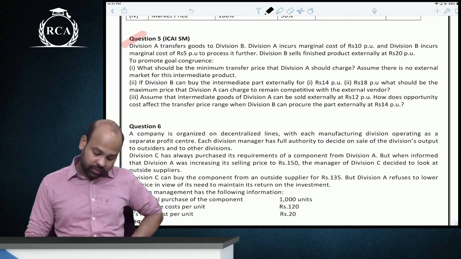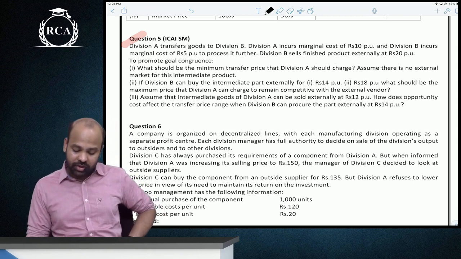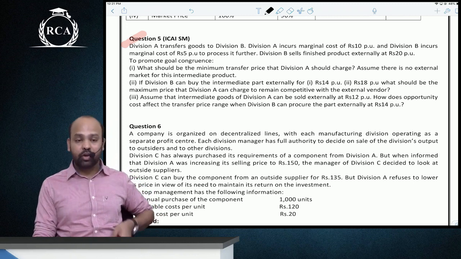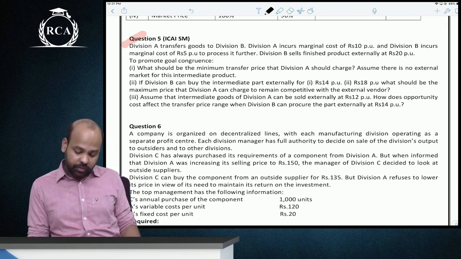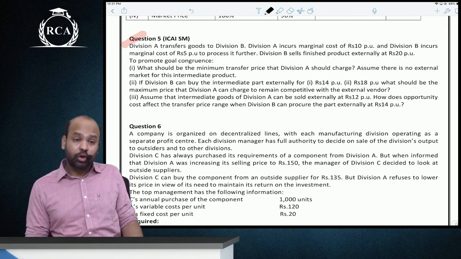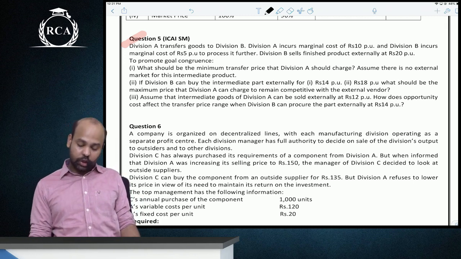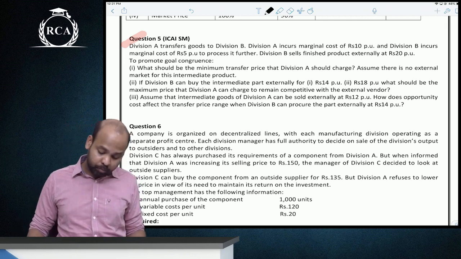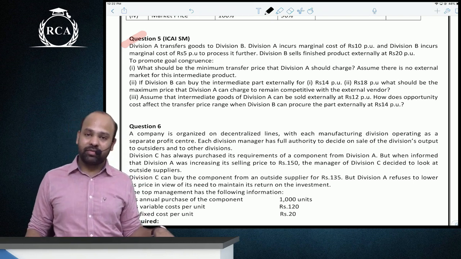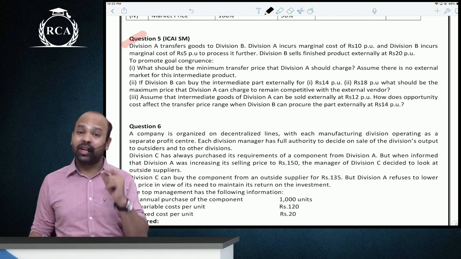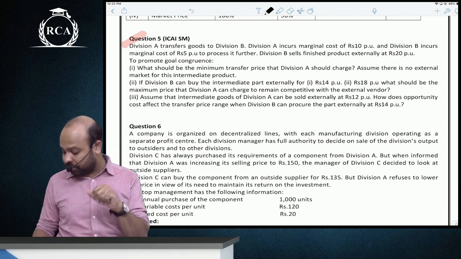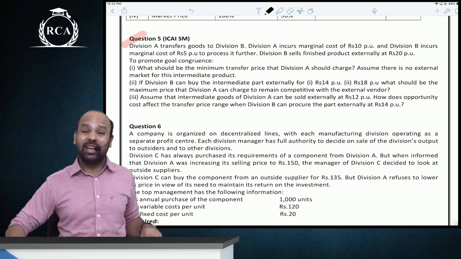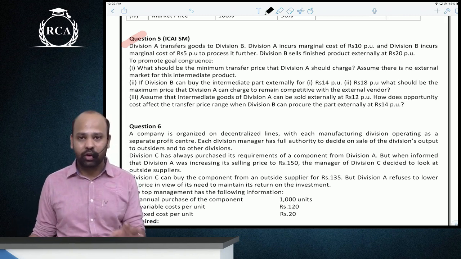Division A transfers goods to Division B. Division A incurs a marginal cost of 10 rupees per unit. Division B incurs a marginal cost of 5 rupees per unit. To process it further, Division B sells finished product externally at 20 rupees per unit. So we know the marginal cost of the first division, 10 rupees. We know the additional cost that Division B will incur, 5 rupees. We know how much Division B will fetch by selling this product in the external market, 20 rupees.